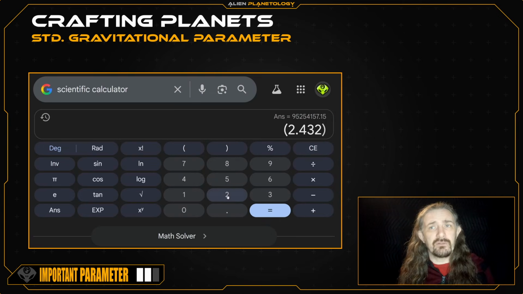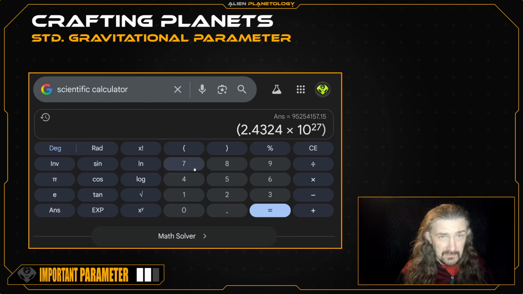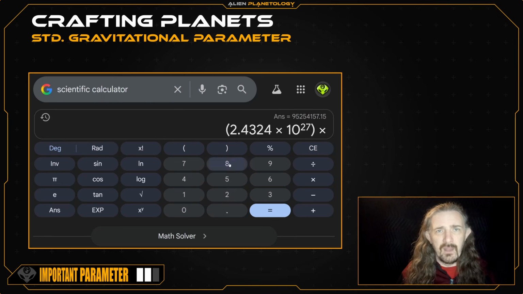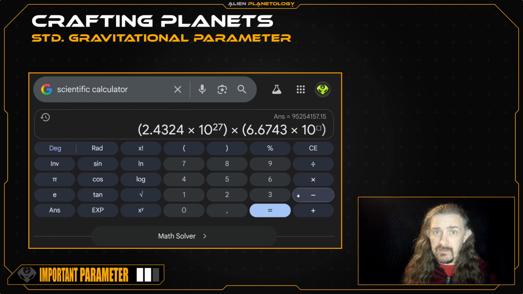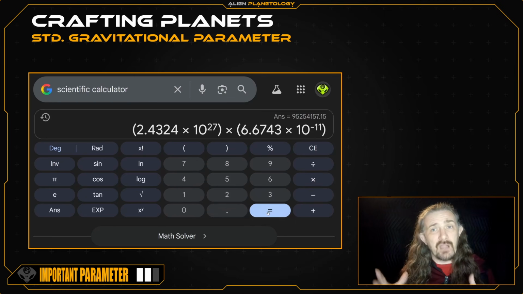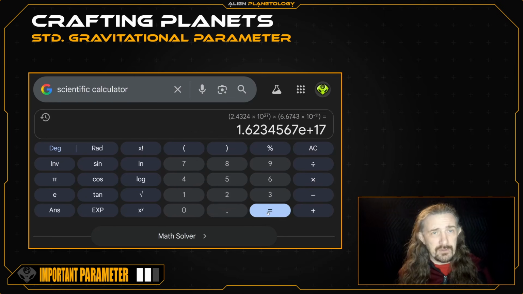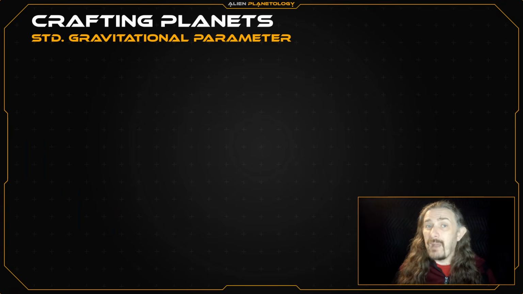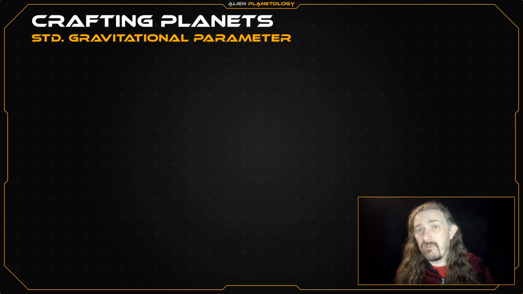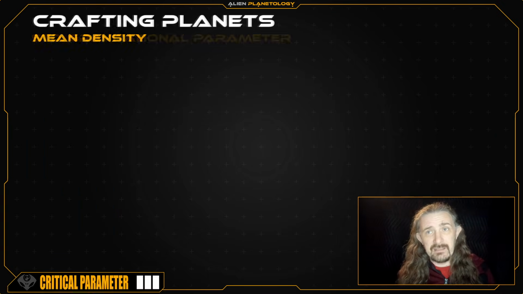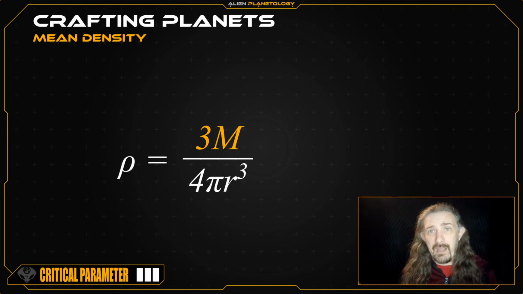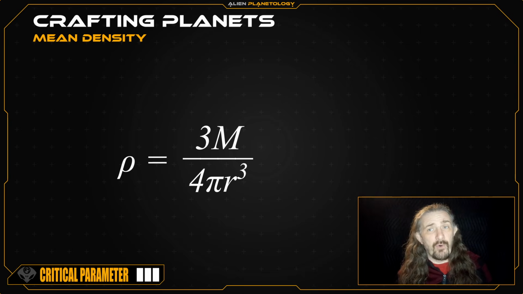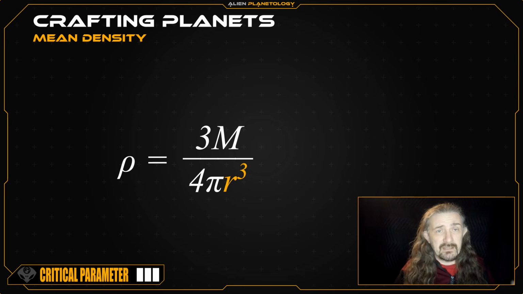So on the calculator, I'll enter my planet's mass, in parentheses, and then multiply by the gravitational constant, also in parentheses. Pressing equals gives us our GM value in cubic meters per square second. The only remaining geophysical parameter that I classify as critical is the planet's mean density, which is given by this equation and equal to 3 times the mass of the planet divided by 4 pi times the planet's radius cubed.